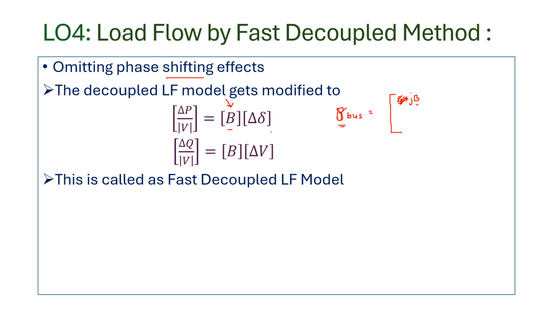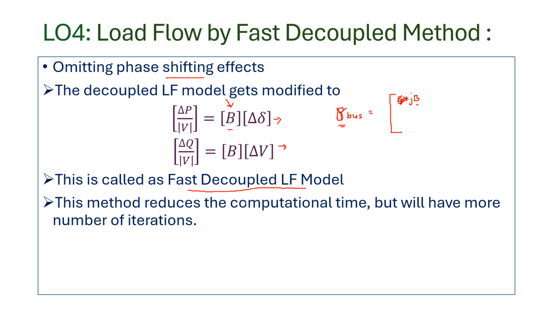Similarly, we can prove that the decoupled load flow equations are converted to this form where B is the susceptance matrix, and this is called the fast decoupled load flow model, which we can use for performing load flow. Now this method reduces the computational time substantially, but it will have more iterations, and overall we can say that it is not that much faster as compared to the NRLF or Newton-Raphson method.